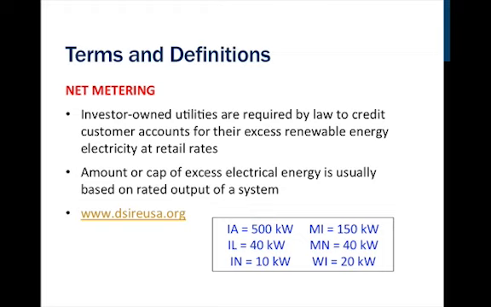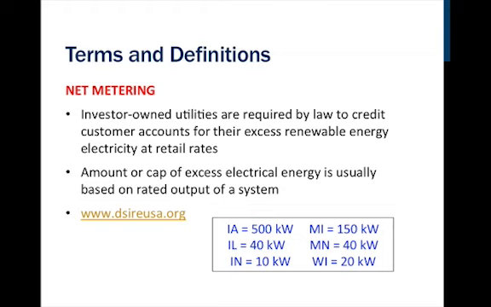But there are catches to this system. So here in the state of Wisconsin, we can have up to 20 kilowatts of rated output of solar, of wind, or a combination of solar and wind or microhydro. As long as we're at 20 kilowatts of rated output or less, we fall into this net metering category. If we go above that, if we have 21 kilowatts of rated output, then we fall into a different category.